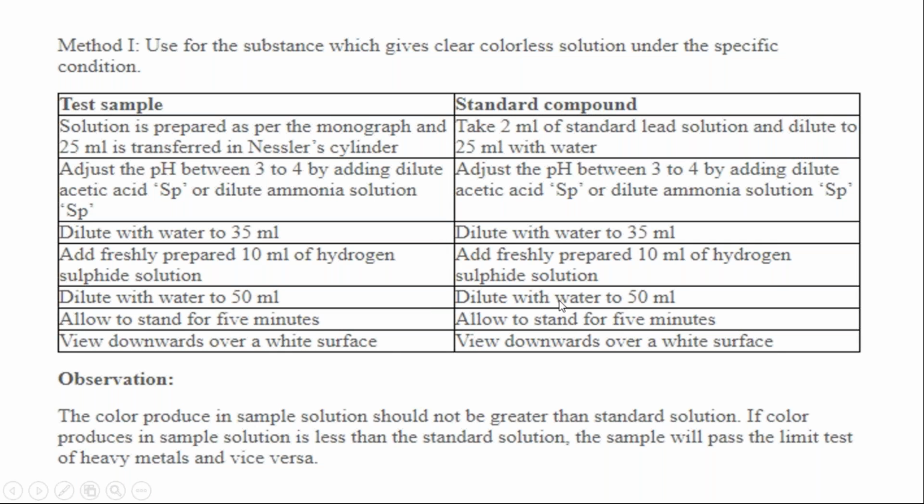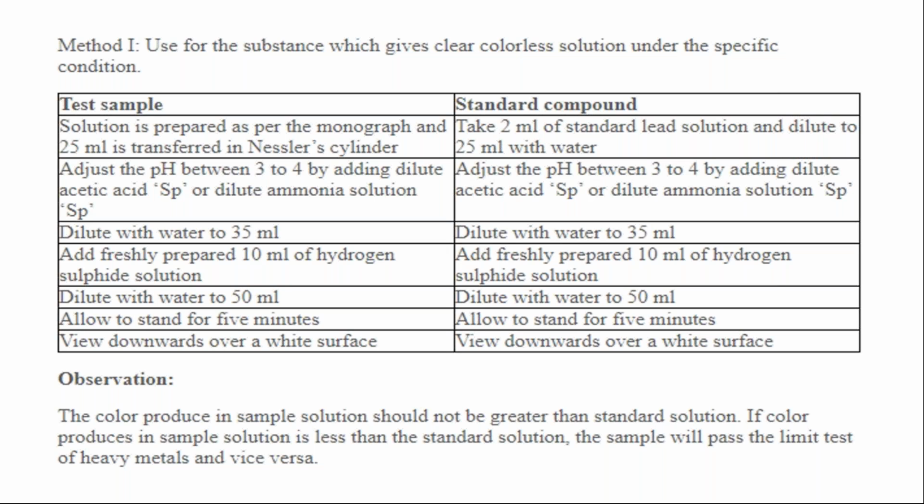Is this image clear? Yes, ma'am. Okay, so this is method 1. Method 1 is used when the substances give a clear colorless solution under the specific condition. So here also you can see there are 2 tables, right? One is test sample and the other one is the standard. So we'll look at one after the other.